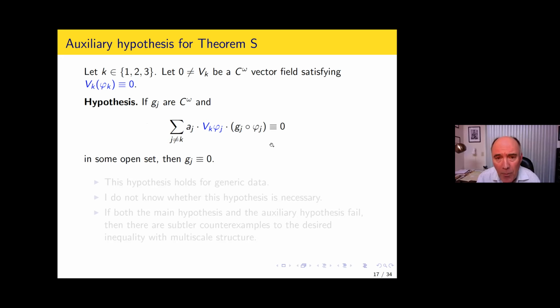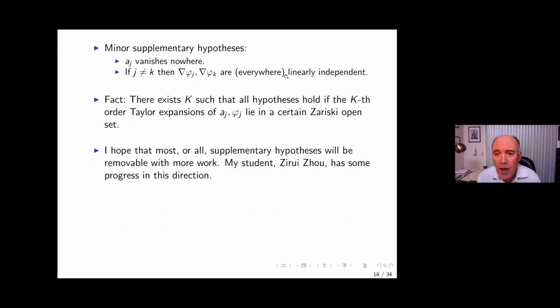And then I have minor supplementary hypotheses. In the present version of the theory, I want to assume that all the coefficients vanish nowhere. I want to assume that the gradients of the mappings phi j are pairwise linearly independent.